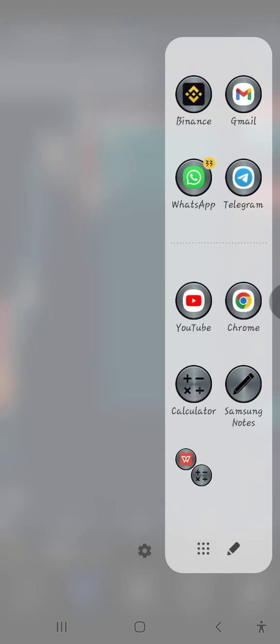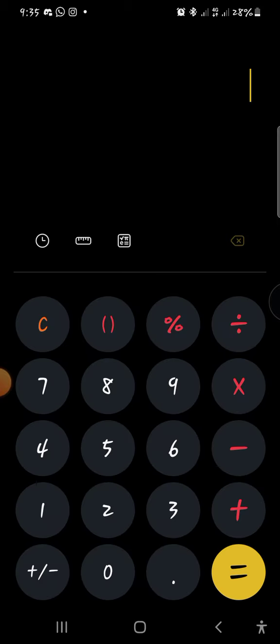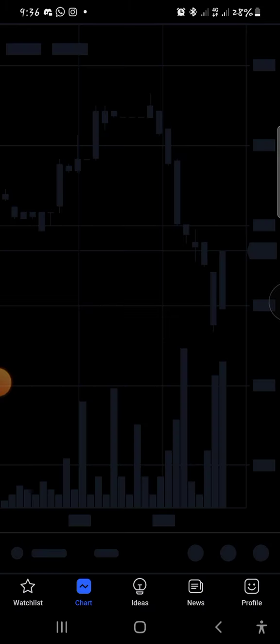So let's go to the calculator. 0.5 multiplied by 20x leverage. Why are we using 20x? Because that is the leverage I'm using. You can use your own leverage too. Okay, that is 10. That is 10 divided by 100 times, if I'm risking $10. So my loss is $1 on this trade if I risk $10. You understand?